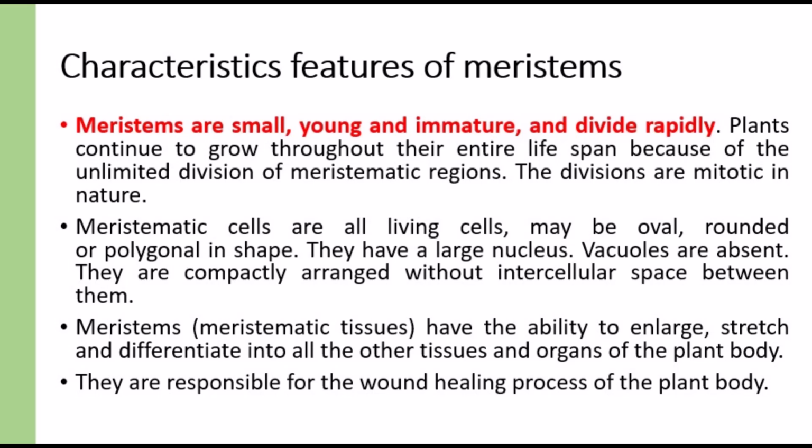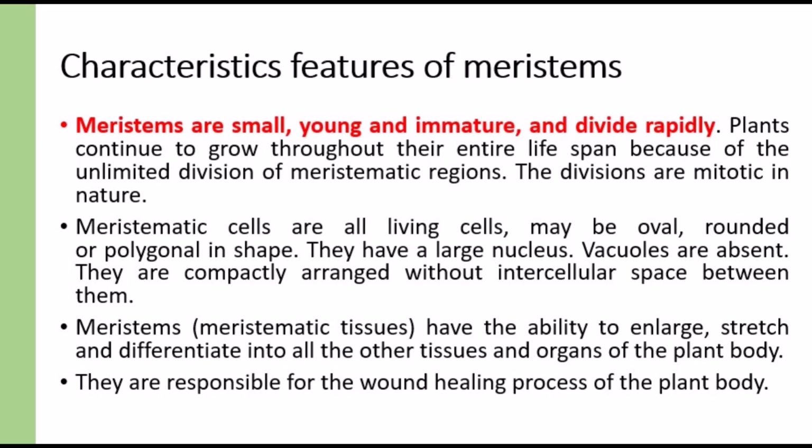Looking at the characteristic features of the meristems, meristems are small, they are young, immature, and divide rapidly. Plants continue to grow throughout their entire life cycle because of this unlimited division of meristematic cells. The divisions are mitotic in nature. The cells are living, small, oval, rounded, or polygonal in shape, with a prominent nucleus, and are compactly arranged without intercellular spaces between them.